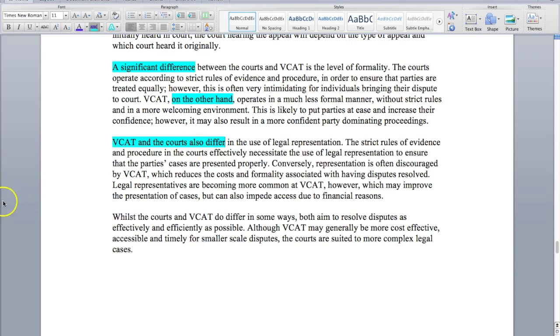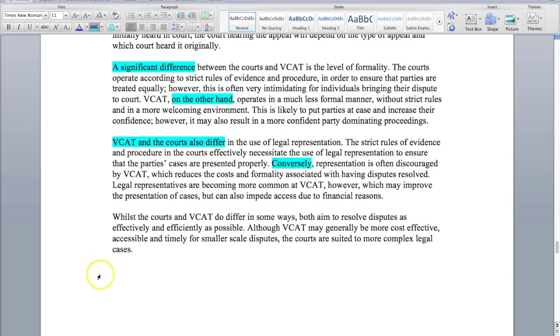Last paragraph here, VCAT and the courts also differ in the use of legal representation. Again, signposting what I'm doing, that I'm talking about a difference. I've also explained again how and why this is a difference, using another nice signpost word, conversely, to show the inconsistencies between the two, and making sure I'm rounding out that discussion by talking about both the courts and VCAT.